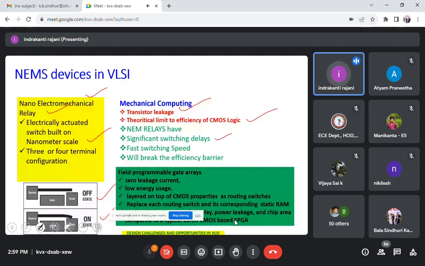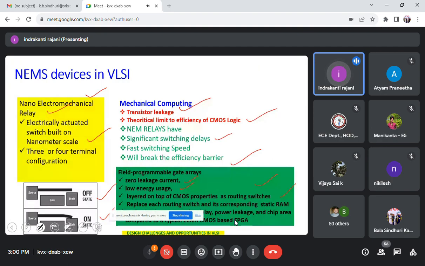And the second important application is field programmable gate arrays. So this is an FPGA. It has zero leakage current and low energy usage, and you can use the switches like complementary metal oxide semiconductor switches. You can use them as routing switches, and you can use them as static RAMs. Chip area is minimized and power leakages are controlled.